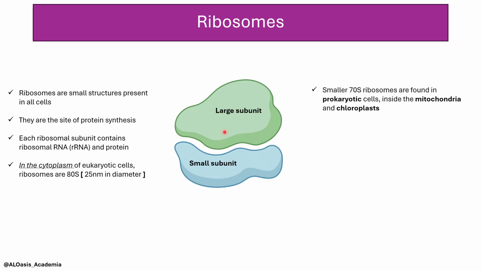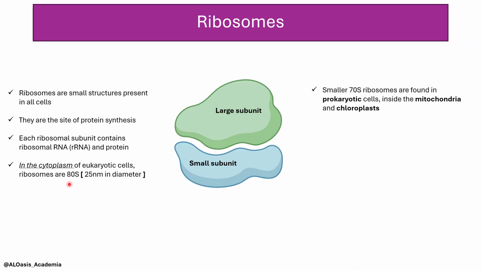In the cytoplasm of a eukaryotic cell, ribosomes are called 80S. You don't need to understand what S means here. It's just for rate of sedimentation, and it's related to how fast the ribosomes will form a sediment or a pellet when they are spun. But that's a whole different story. You don't need to know about it. What you need to know is that in a eukaryotic cell you have what we call 80S ribosomes. They are 25 nanometers in diameter.